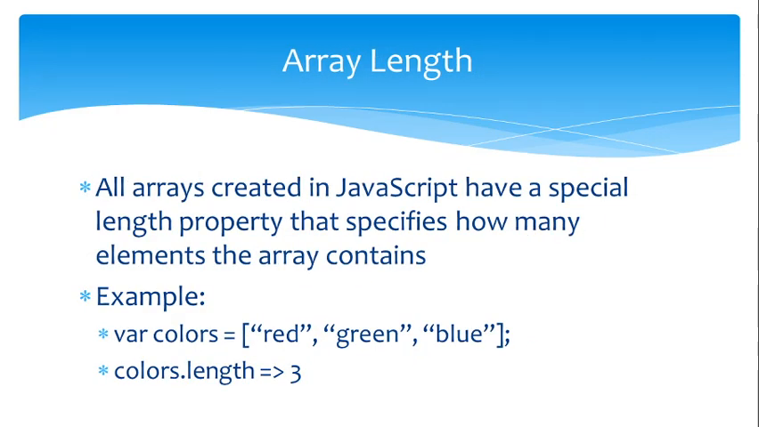Next, length. Every array created in JavaScript has a special length property that specifies how many elements the array contains. For example, colors is equal to red, green, blue, colors dot length is 3. 1 2 3. The length of the array is 3. So the length of the array is also important.